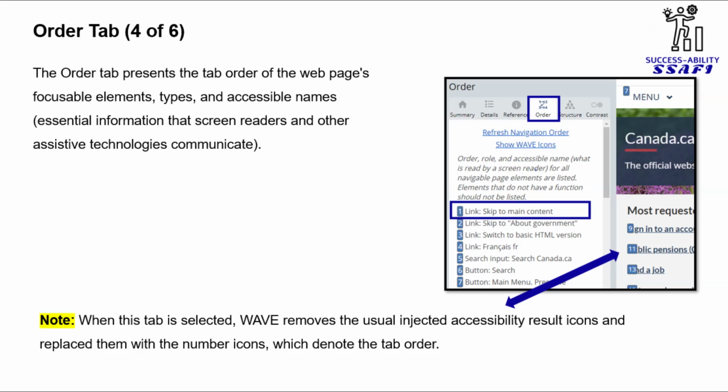The following are some of the points to review in the Order tab. Number 1, the tab order is logical. For example, it starts at the top and goes down the page in a logical order.